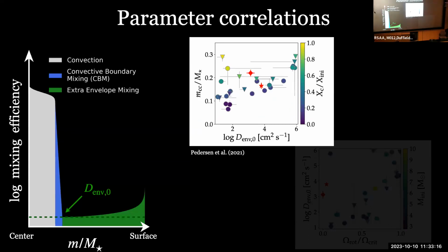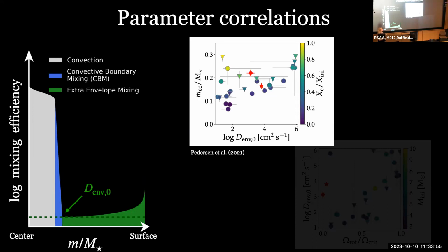So if we're looking at the parameters here that we're finding, and looking at the core masses of the stars as a function of how much envelope mixing we have. All you need to know about this parameter is that it sets the amount of mixing we have when we go from convective boundary mixing to envelope mixing for the stars. And the color of the points that you see here corresponds to how much hydrogen is left inside the star. So that's a proxy for the age. So 1, we have all hydrogen left, no nuclear burning or not much nuclear burning has happened, and 0 means that we have the terminal age main sequence.